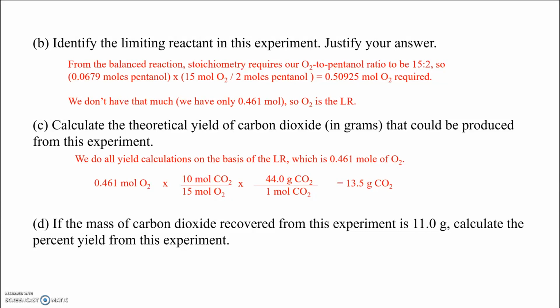Okay, if the mass of carbon dioxide recovered from this experiment is only 11 grams, we need to calculate the percent yield. Well, the percent yield is going to be the actual amount, which is 11 grams, divided by what we should have got when we did our theoretical calculation, which was 13.5 grams. So when we divide those numbers, we get 0.813 or 81.3%. That's the end of the free response problems for the practice test.